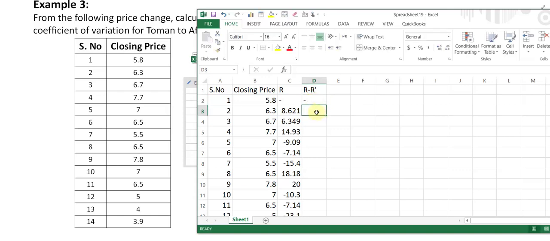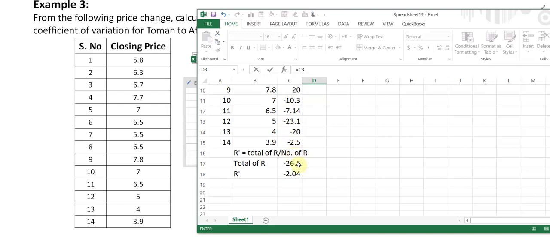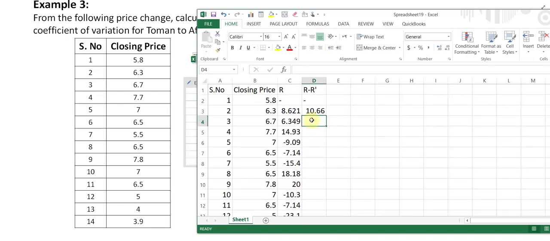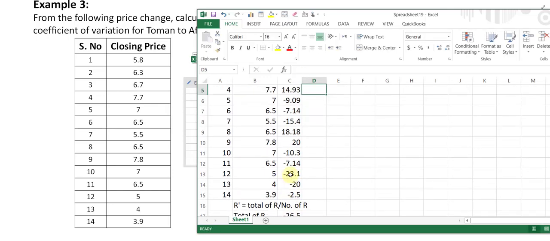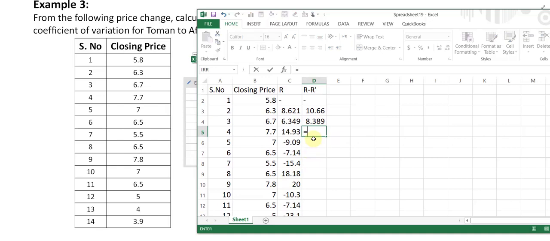For the next, you can do it, right? R minus R bar. How much is R? This is R. Minus R bar. How much is R bar? This is R bar. Press the sign. For the next one, again, you can do it. This is R, right? R minus R bar. This is R bar. Press the sign. So you can do the same for the next.